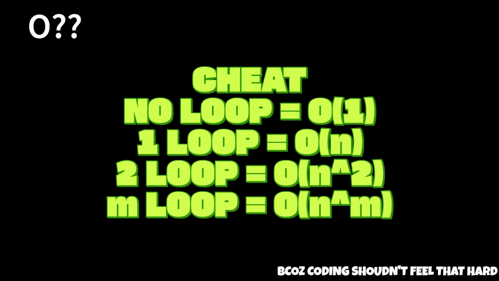That's easy, right? Here's a cheat rule. Whenever there is no loop, it is usually going to be big O(1). If there is a single loop present, then it's going to be big O(n). And if there are two nested loops, big O(n²).